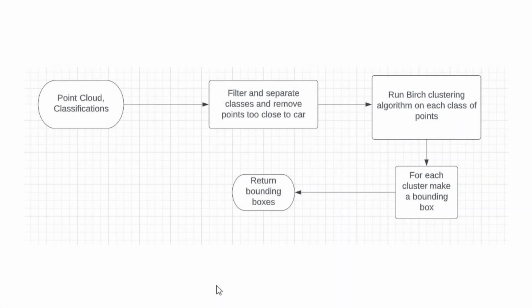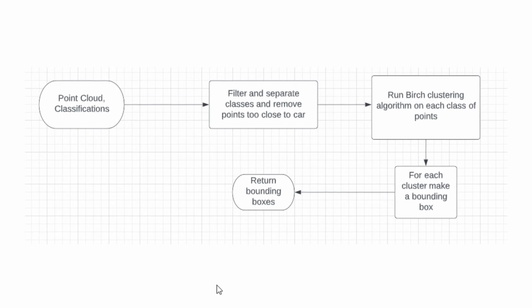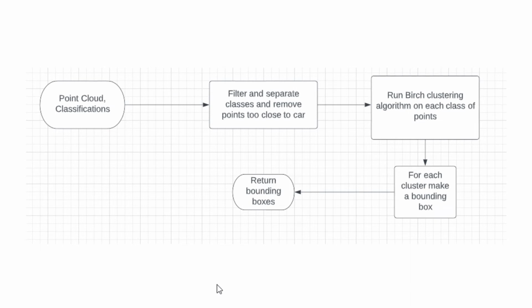We decided that to make bounding boxes, we would take the point cloud data and the classifications given to us from SPV-NOS and filter out the classes that weren't important, separate the classes into their own array, and remove points too close to the car. Once that was done, we would run the Birch clustering algorithm on each class of points, and for each cluster that Birch made, we would put a bounding box around it.